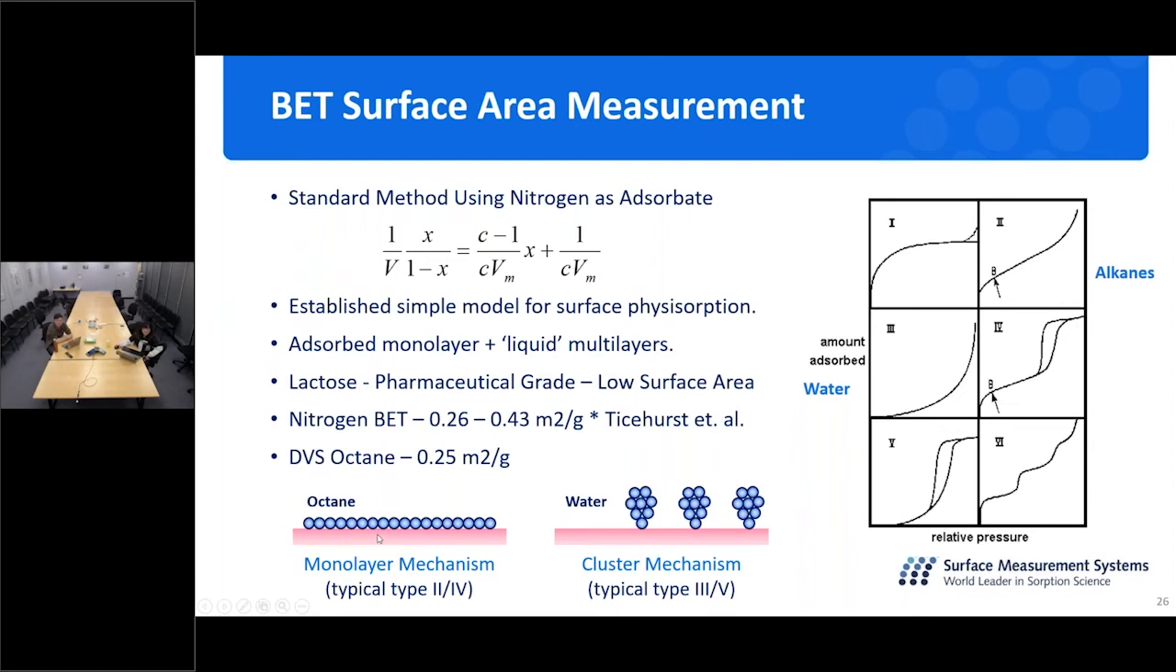And normally we will use some organic vapors to form the monolayer with the sample, which gives a type 2 or type 4 isotherm to calculate the surface area of the material. We don't really recommend using the water isotherm to do the calculation, because most of the time the water will make some clusters on the surface. It's not dispersed very well on the surface of the material. That gives a type 3 or type 5 isotherm.